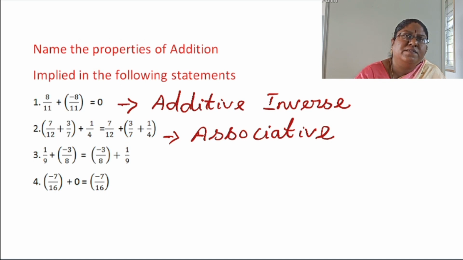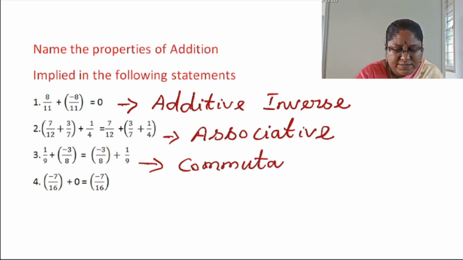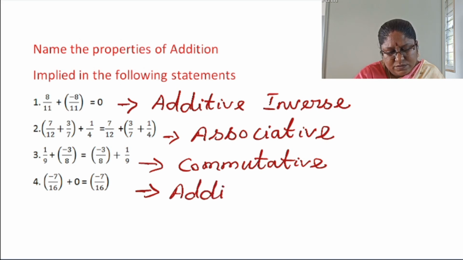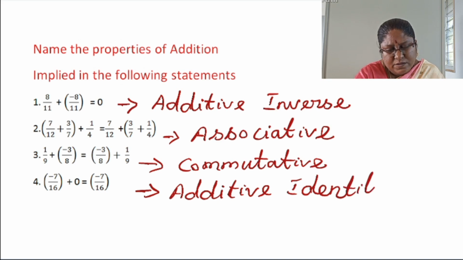Next, 1 by 9 plus minus 3 by 8 equals minus 3 by 8 plus 1 by 9. Which property is this? The same numbers are exchanged, so it is commutative. Here, one number plus 0 gives the same number, so it is called the additive identity. Like this you may get questions giving the properties, or any one example like that, and they may ask you.